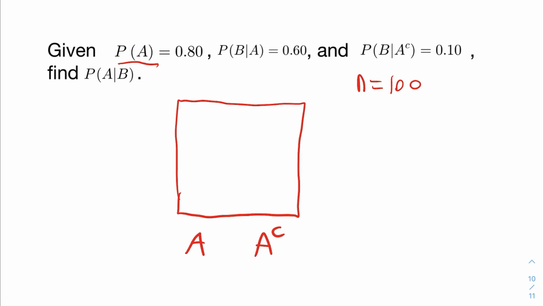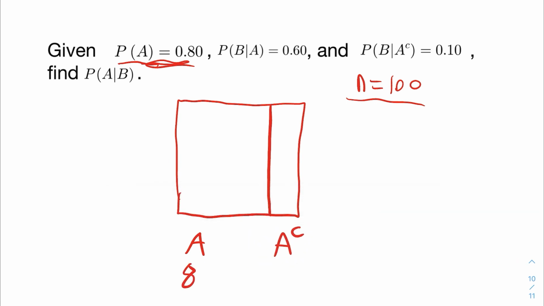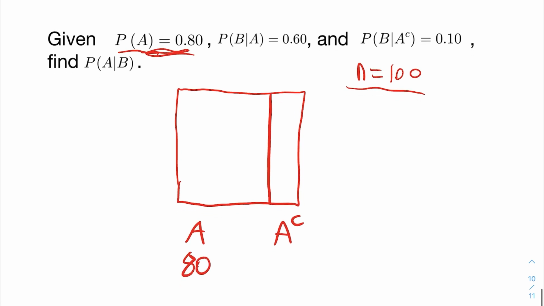Well, the probability of A is 80%, and 80% of 100 is 80, which means 80 of my squares should be A. So A is going to have 80 squares in it. And A's complement is going to have the rest of the 100, which is 20. So basically, over here I have 80. Over here I have 20.